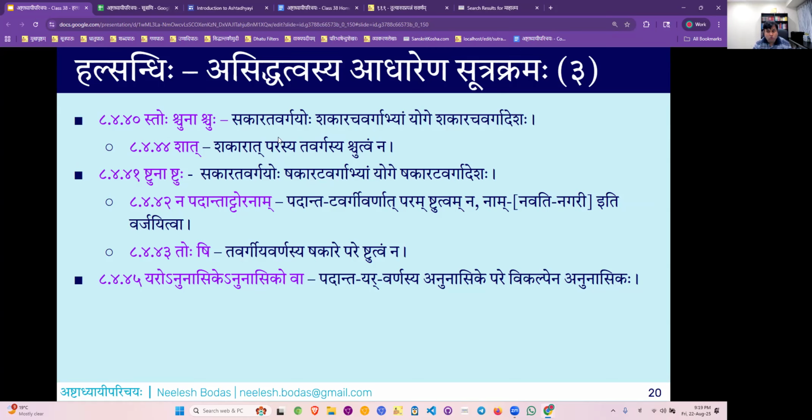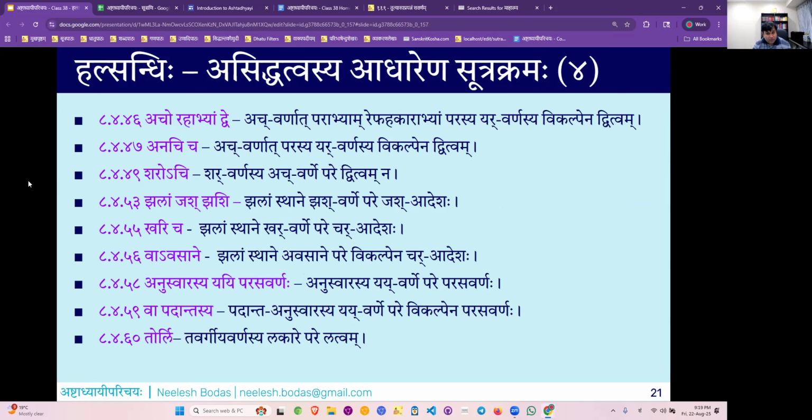So Chhatvam and Shtutvam, that's the next things that you have to do. Then comes the Dvitvam, the material of yesterday's class. Achorahabhyam dve anachicha sharochi, that's Dvitvam. Jhalam jashi, that's apadanta jashtvam. Kharichava, that's Chartvam. And Anuswarasi Parasavarna, Vapadantasya Torli, that's the Parasavarna. Anuswarasi Parasavarna and Vapadantasya are related to Anuswara, so I moved their place and took them in an earlier class, but they are here when it comes to the logical ordering.